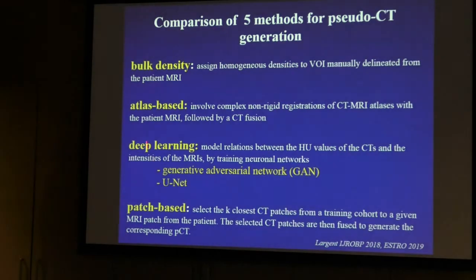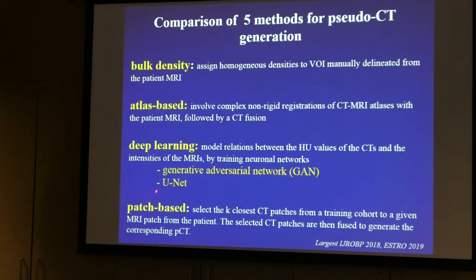In this work we compare 5 methods to generate pseudo-CT from MRI. The simplest one is just the bulk density method. Another one was an atlas-based method. Two other methods were based on deep learning, and another original method was based on a patch-based approach.